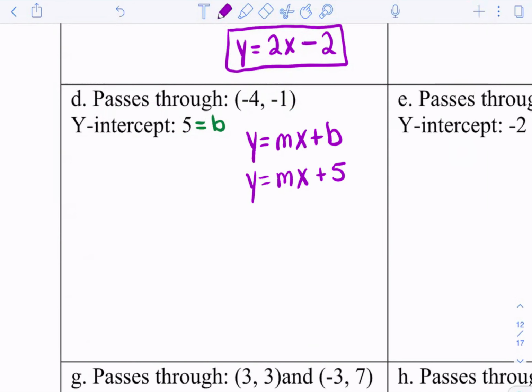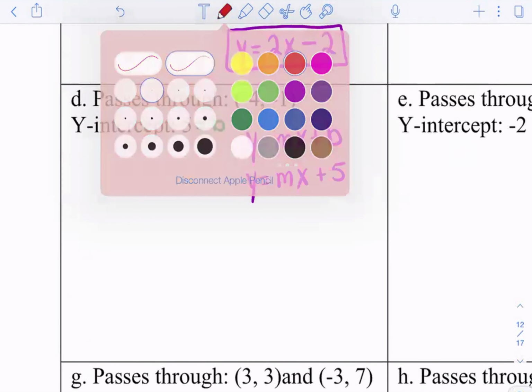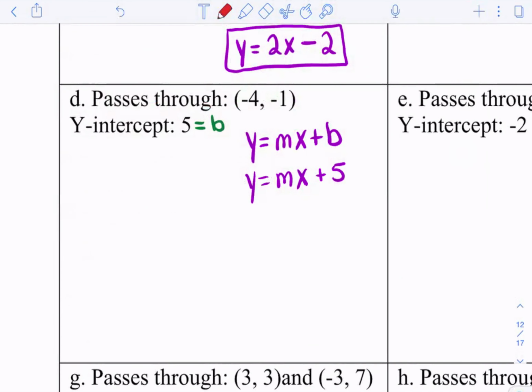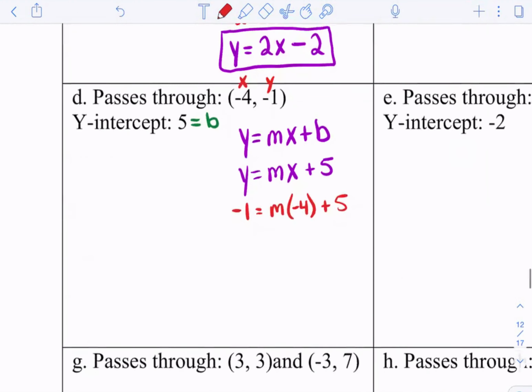Excellent. What are we missing here? Just like we did before, we're going to replace the x and the y with a negative 4 and a negative 1. So we're still using substitution, but just solving for the m this time. Let's take a look at what we have.